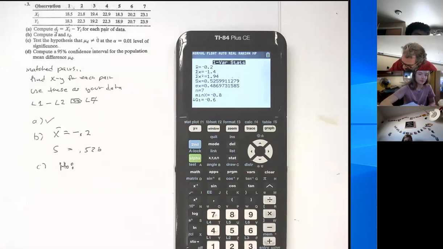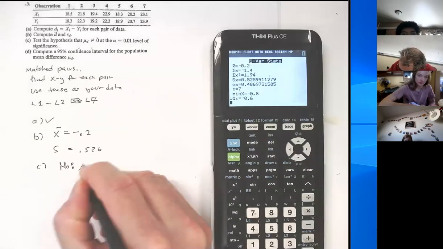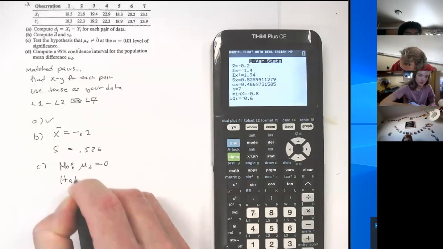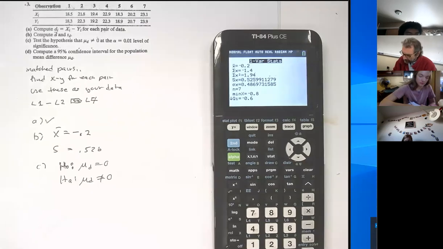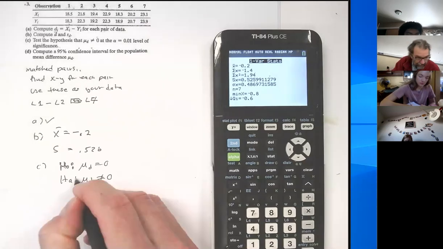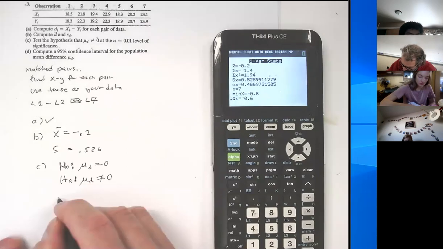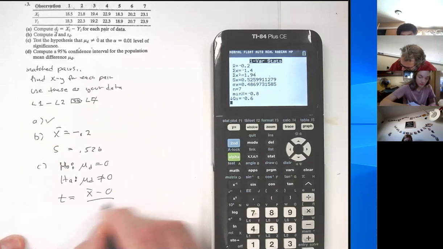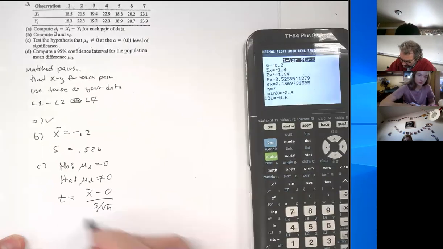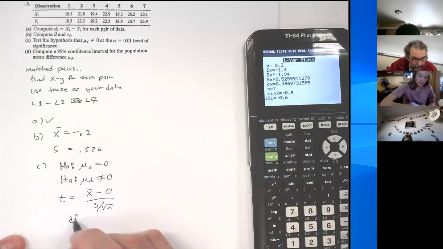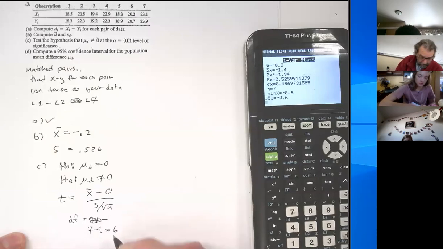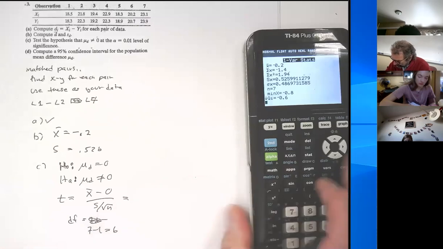Yeah. H0 says the mean of the differences is 0. And HA ought to be the mean of the differences is not 0. So we're going to see if we can do that test. The test statistic is t. It'll be x bar minus 0 over s over root n. We'll get that in a minute. And the degrees of freedom here is 1 less than the number of pairs. So 7 minus 1 is 6. And we'll just compute this, see what happens.